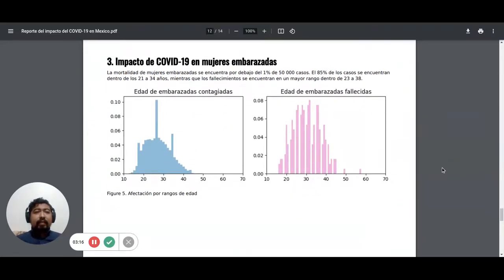Last but not least, we see the impact of COVID-19 in pregnant women. Fortunately, the death rate is lower than 1% of 50,000 cases. This means COVID-19 doesn't affect pregnant women in a major way.